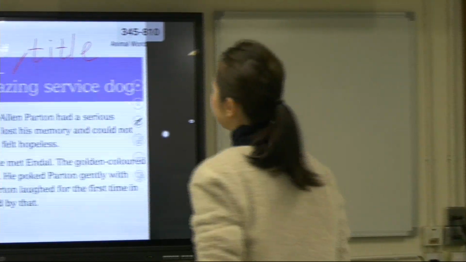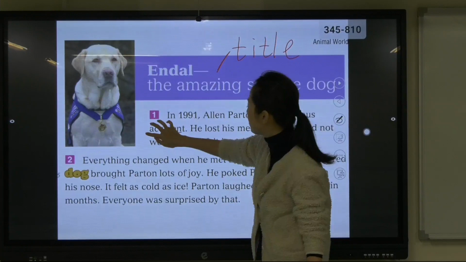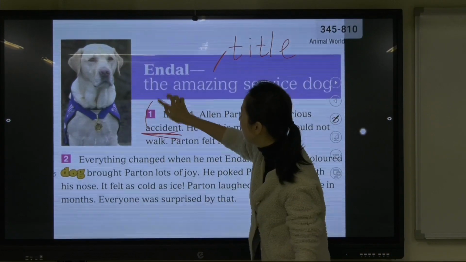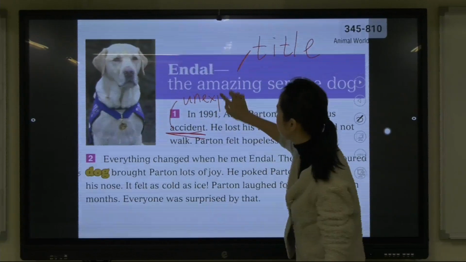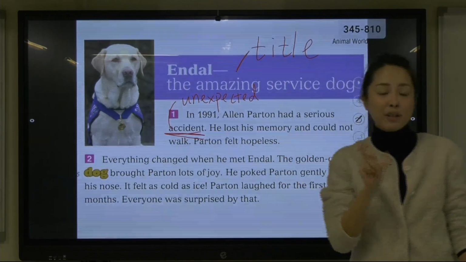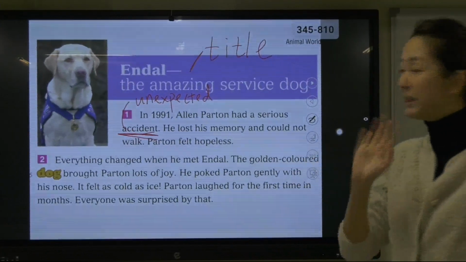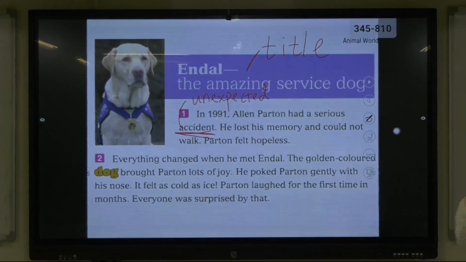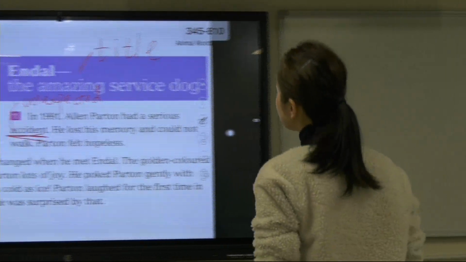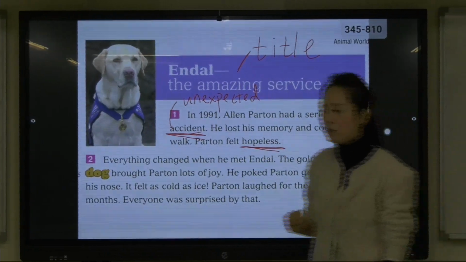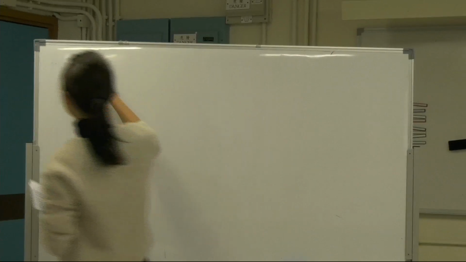What is accident? We have learned this word before. Car accident. Something happened unexpected. Okay, so we have something really bad happened and we didn't expect it. He lost his memory and could not walk. Patton felt hopeless. So now I want you to take out your notebook and write down the word hopeless.